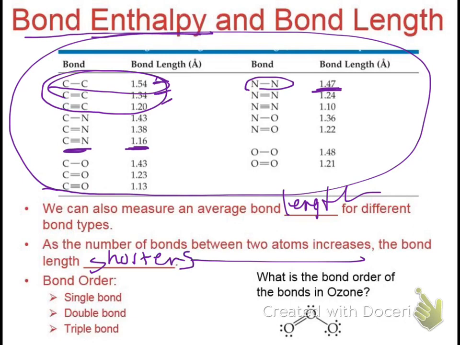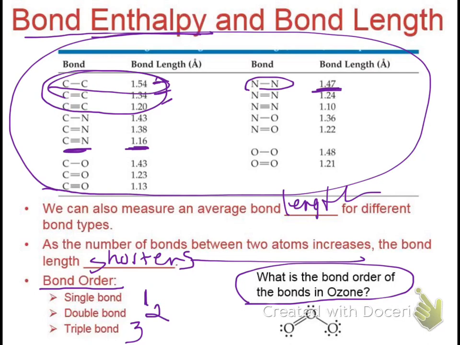Another term that sometimes gets used is bond order. It's pretty simple here. A single bond has a bond order of 1, a double bond has a bond order of 2, and a triple bond has a bond order of 3. So try to answer this question. What is the bond order of the bonds in ozone?